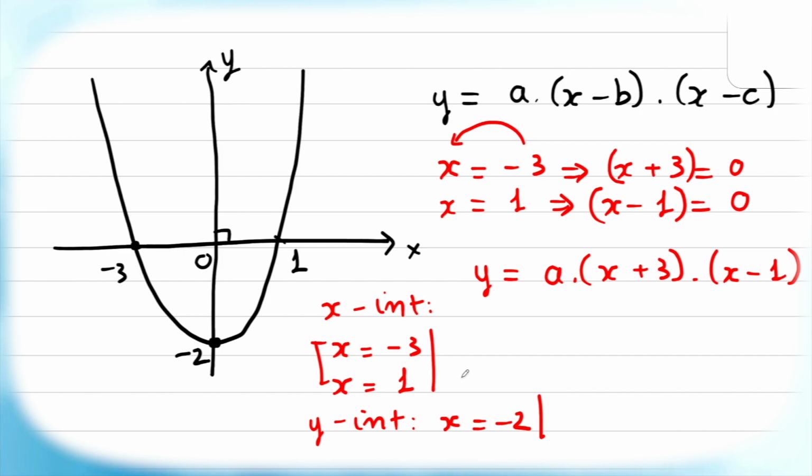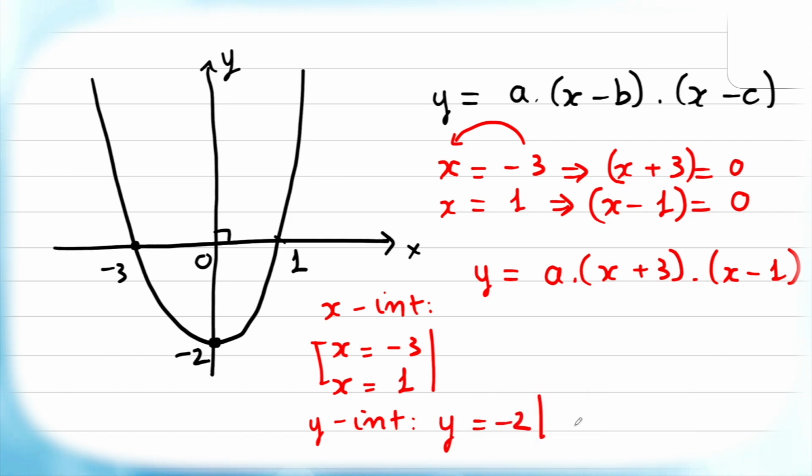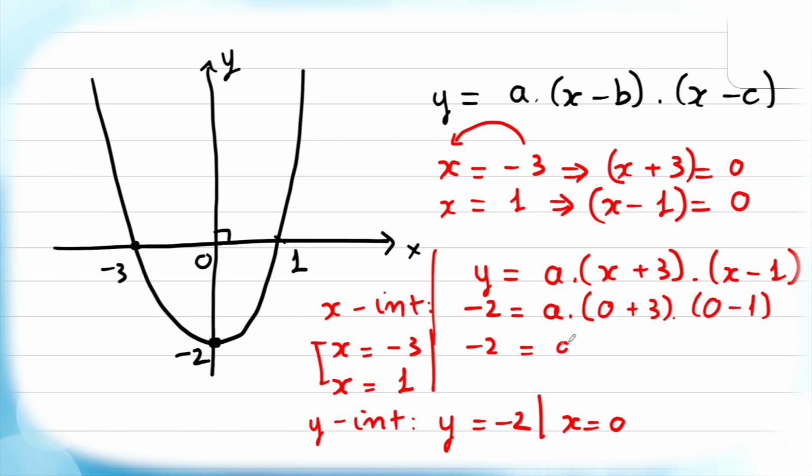The y-intercept means x equal to 0. Here the -2 is not x, here it is y. So x equal to 0 and then y equal to -2. So with y equal to -2 here, a here, we substitute 0 into the brackets. Substitute 0, you got this one and this one, and after that the right-hand side will be 3 times -1, and then a equal to -2 over -3, which means 2 over 3.